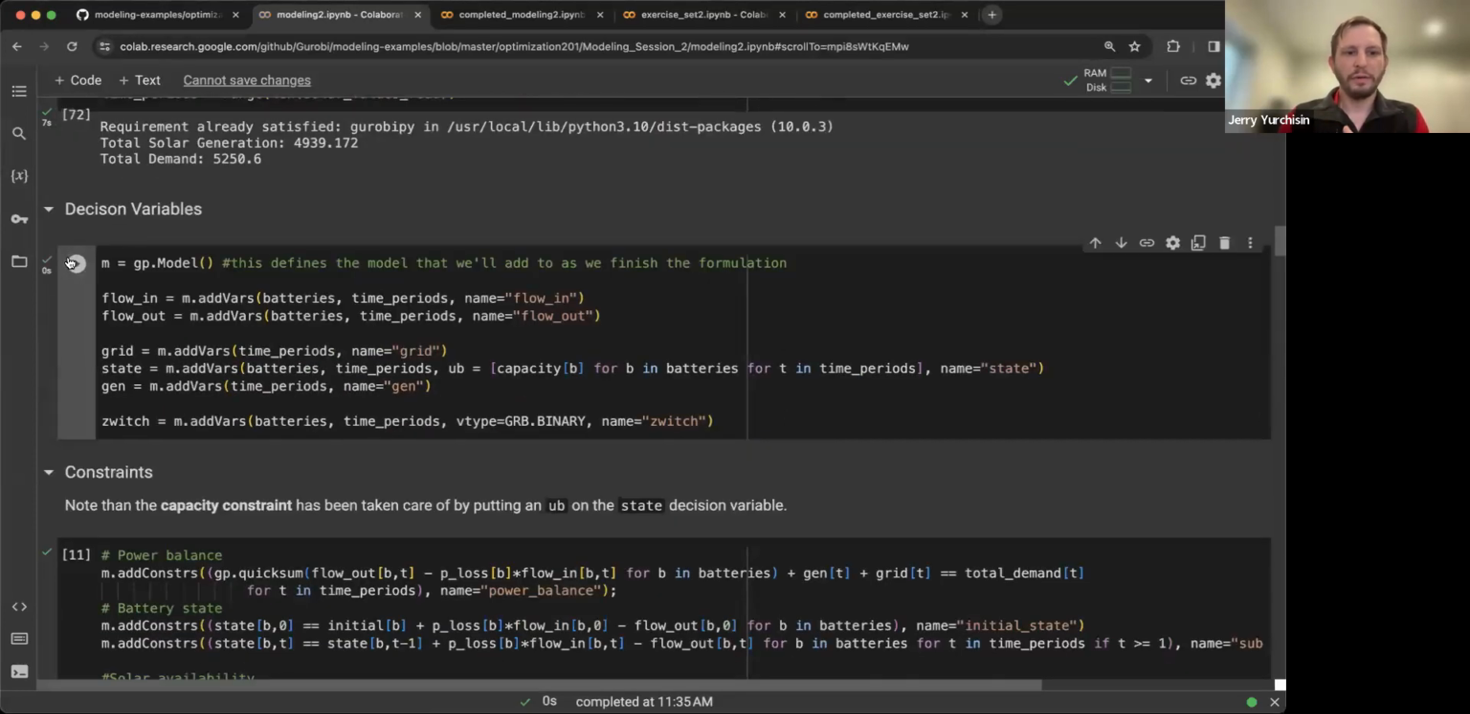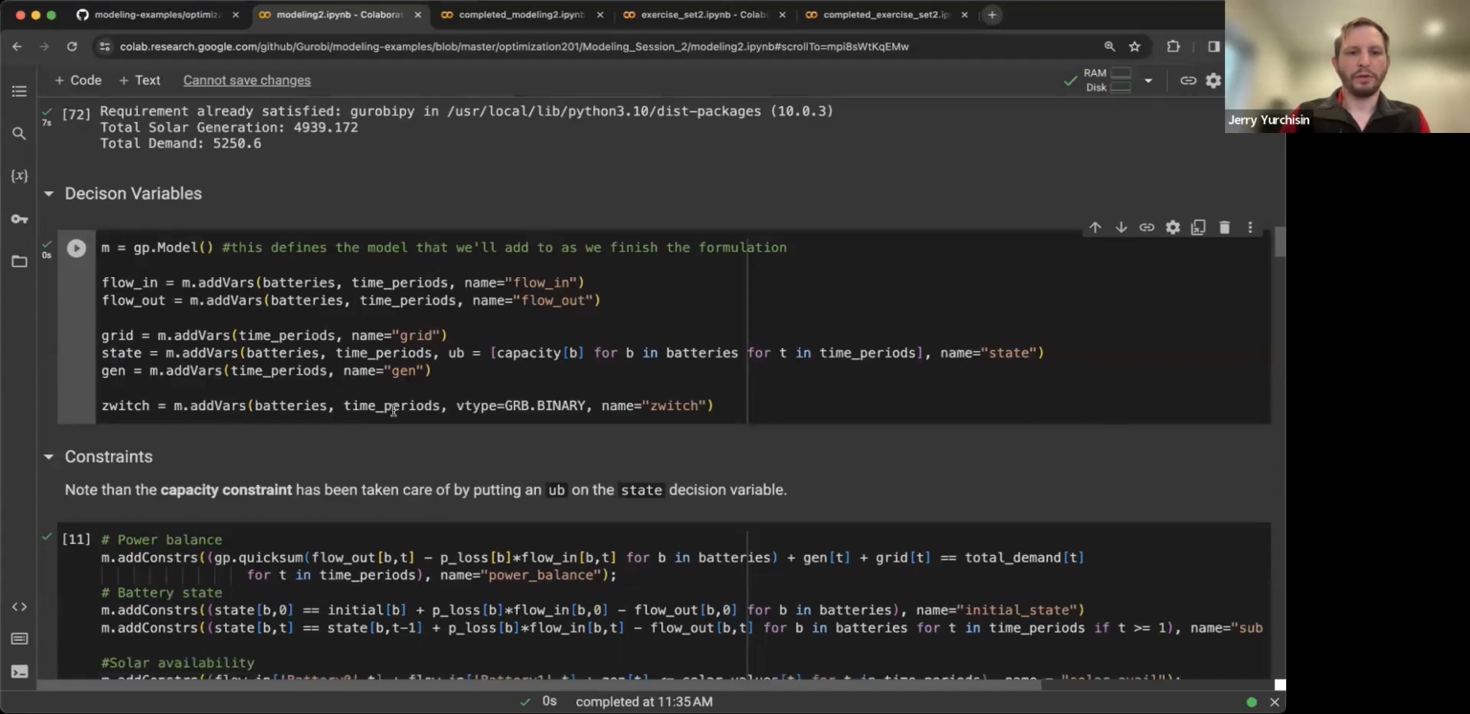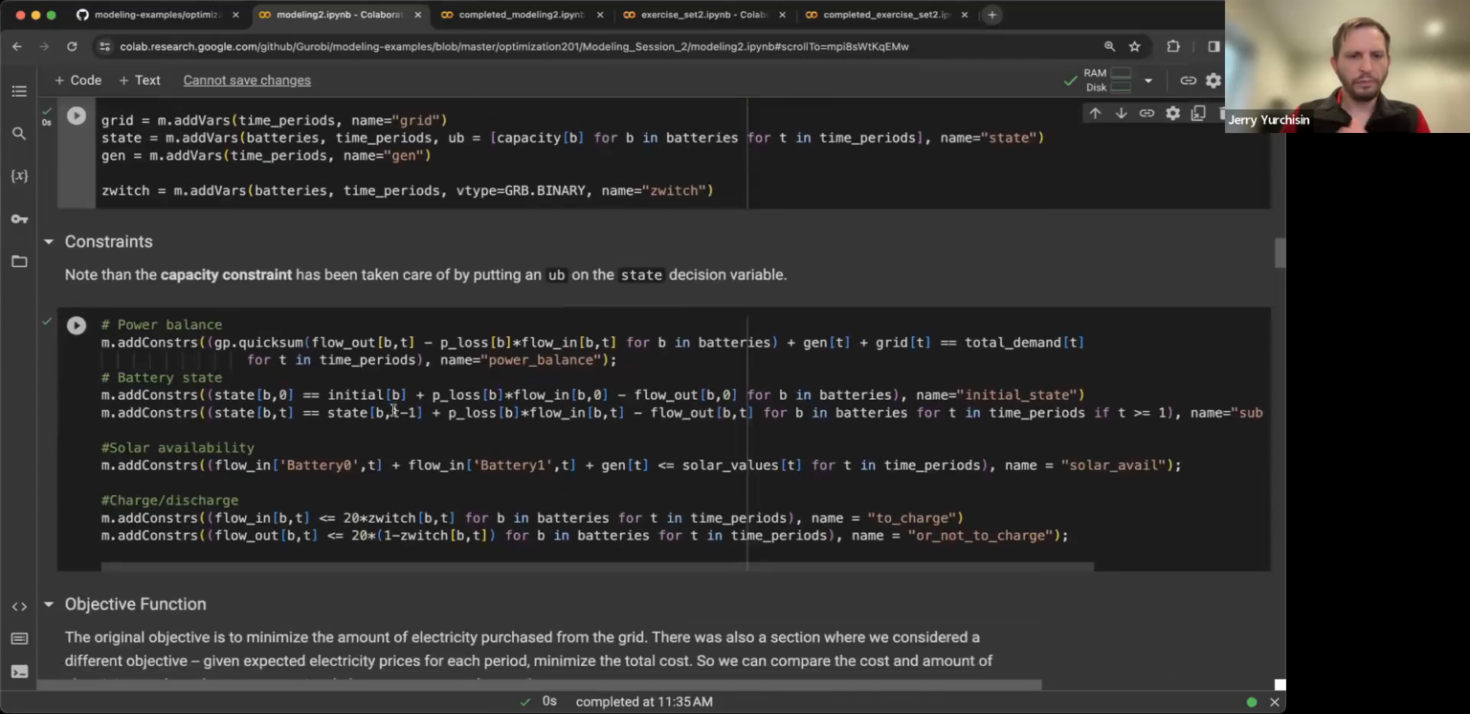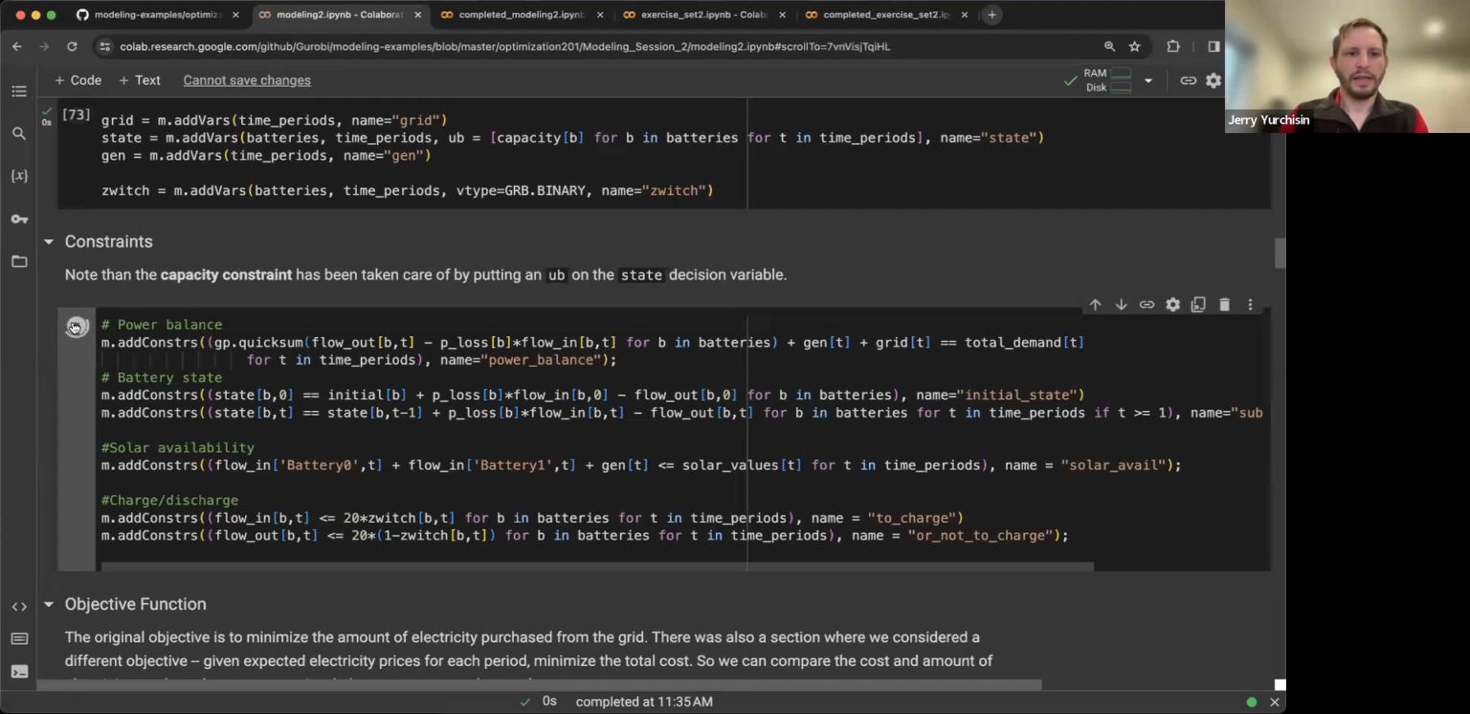Then we have our decision variables, run that, where we have our flow in, flow out, the amount that we buy from the grid, the state of the battery, how much we're using of solar for generation, and our constraints. Let's add those.